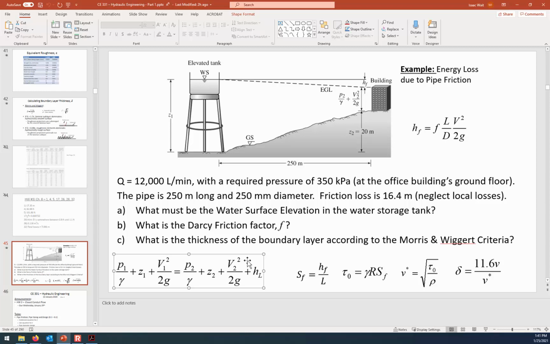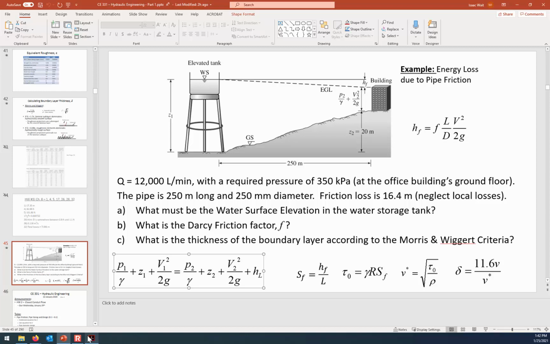Whereas the friction losses are distributed across a length of pipe. In this case, we don't have any information in the problem statement about local losses, and so we assume that they're zero. Sometimes local losses are called minor losses because in a lot of cases, the local losses are negligible compared to the magnitude of the pipe friction. And that's the case in this example. So HL is HF in this case.